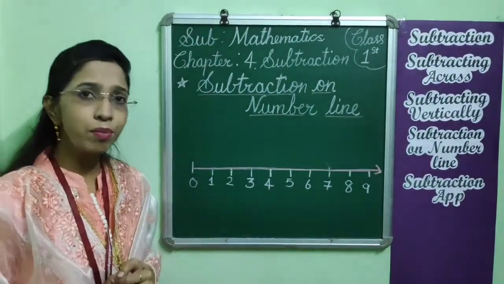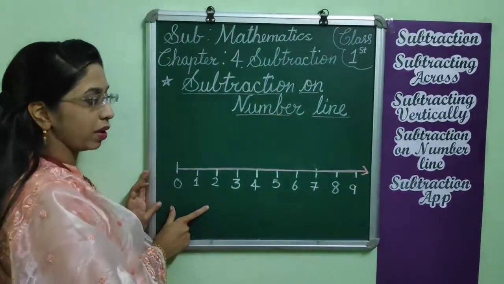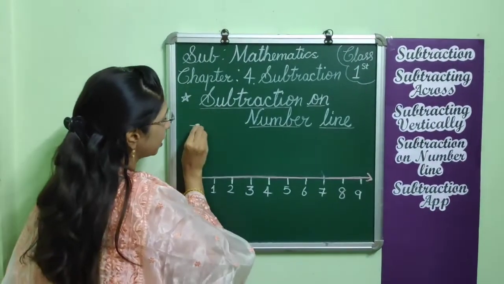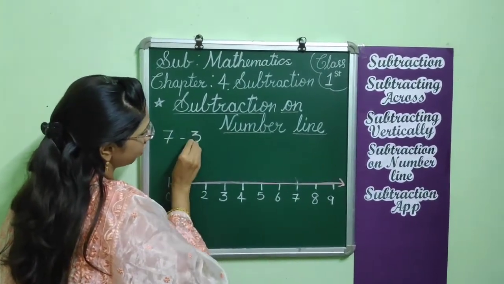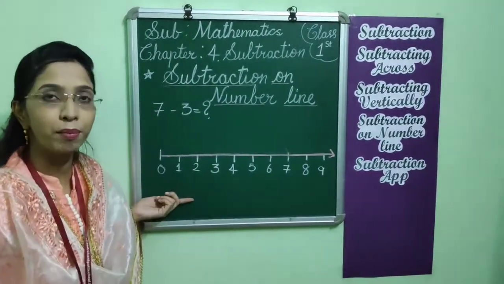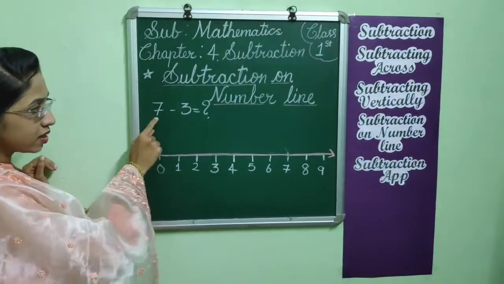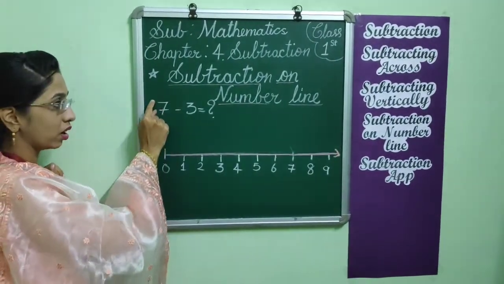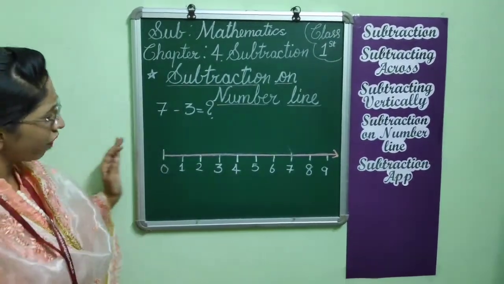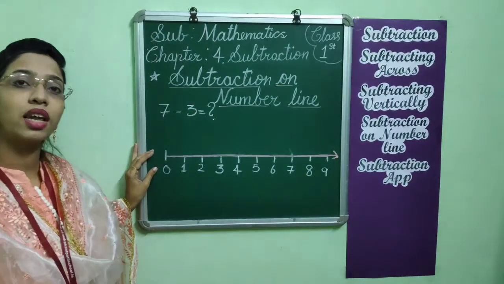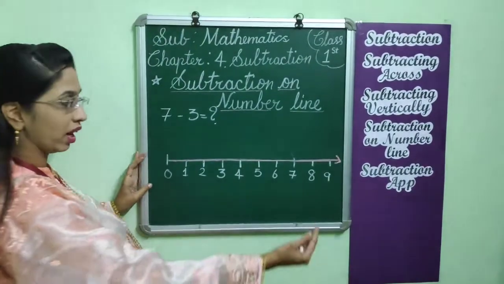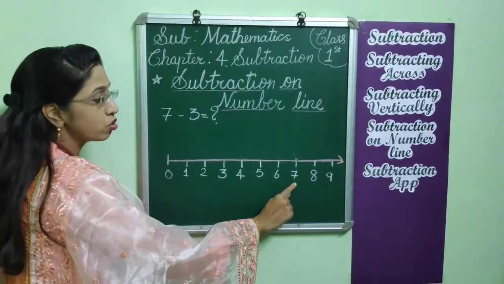Now we'll solve some problems by using this number line. Let us subtract 3 from 7. It means 7 minus 3. What will we get? We will find out by using this number line. See children, what is this number? First number. What did we write? Number 7. Now just find out where is 7 on this number line. Can you show me where is 7 on the number line? Children, it is here.